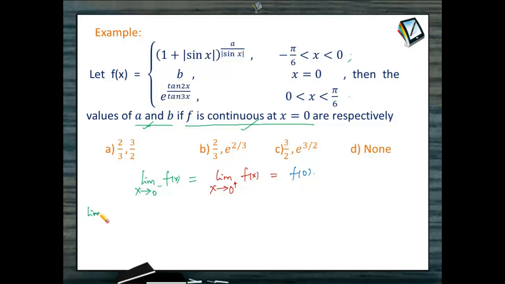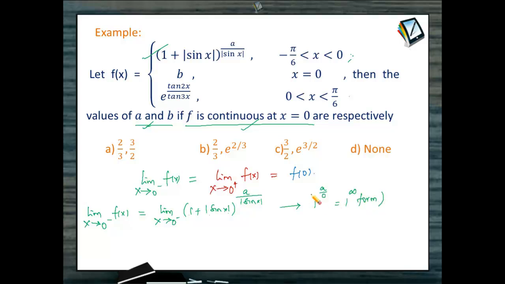First I am calculating limit x tends to 0 minus f of x. How is the function f of x defined? In the 0 minus domain, that is a value which is less than 0, the function is defined as limit x tends to 0 minus (1 plus mod sin x) whole raised to the power a by mod sin x. What happens if I directly substitute and verify? Sin x when x is 0 is 0. So this is 1 plus 0, that is 1 to the power of a by 0. That gives me 1 power infinity form.